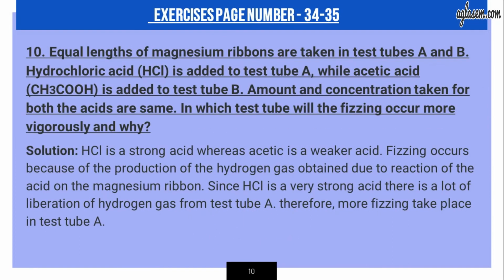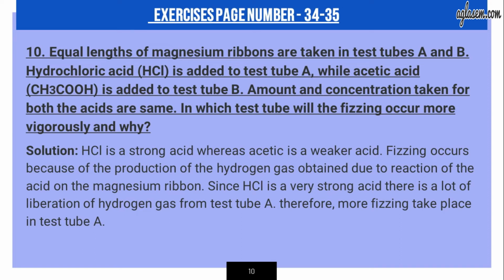Moving to the next question, that is question number 10, which says, equal lengths of magnesium ribbon are taken in the test tubes A and B. Hydrochloric acid HCl is added to test tube A, while acetic acid CH3COOH is added to test tube B. Amount and concentration taken for both of the acids are the same. In which test tube will fizzing occur more vigorously and why?